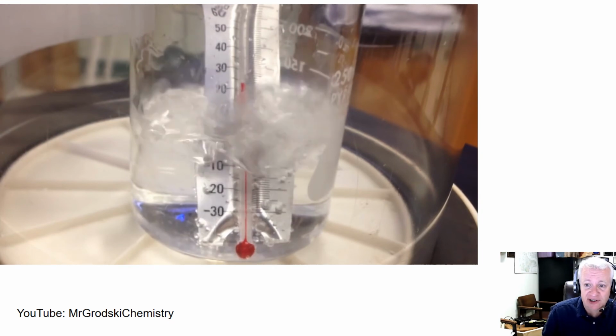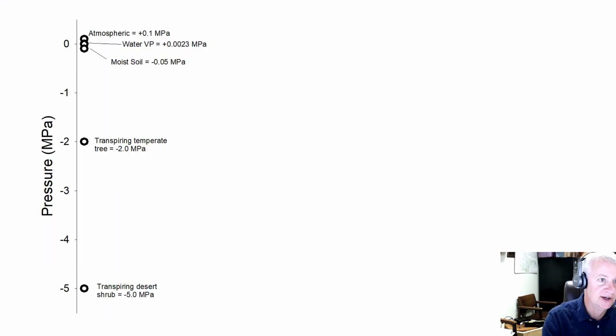That's due to lowering the pressure in that vessel below 0.0023 megapascals. When the pressure gets below the vapor pressure, that water transforms from a liquid to a gas. It boils. So at pressures below this level, liquid water should boil.